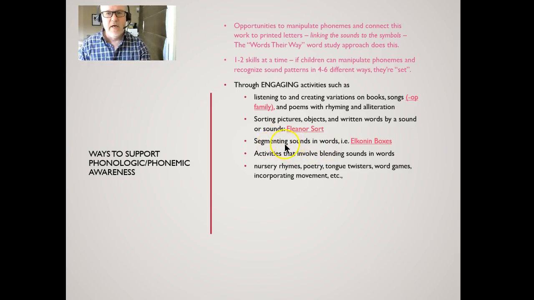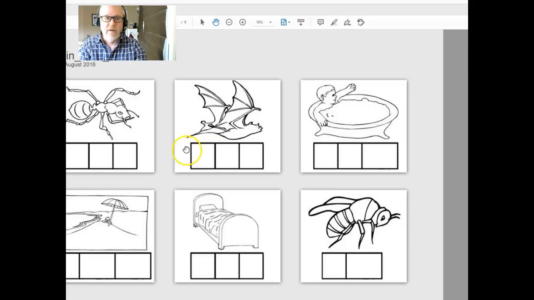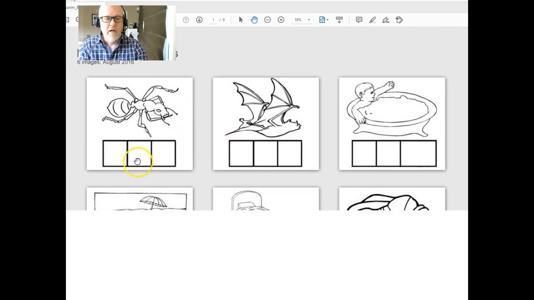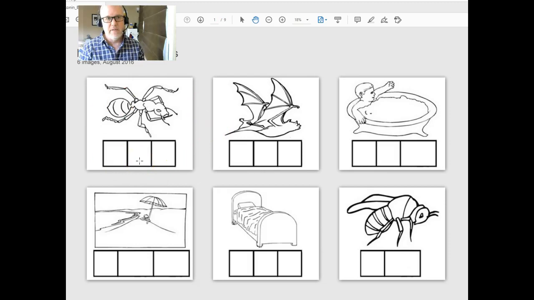And then we want opportunities for segmenting sounds in words. And I'm going to bring up this resource. It's available to you on Canvas also, but these are called Elkonin boxes. And these boxes are helpful. When children are just starting to work with phonemic awareness, you can give them a little coin or a button or a little circle, a little game piece, and they make the sounds as they push each individual phoneme into a box. So a, n, t; b, a, t; b, e, ch.